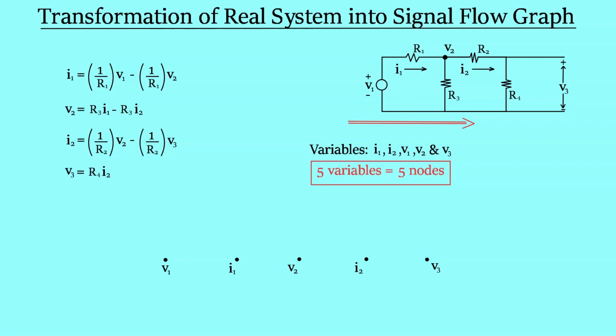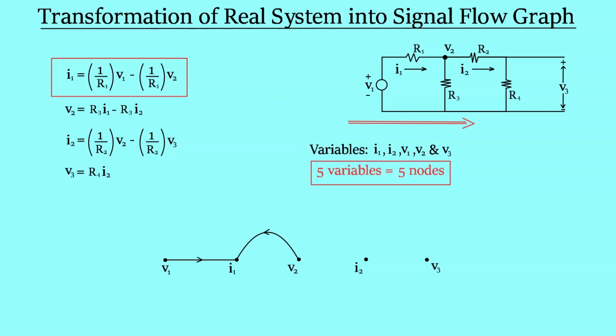Now consider the first equation. Here you have to use the signal flow graph algebra. You can see I1 is equal to 1 upon R1 multiplied by V1 minus 1 upon R1 multiplied by voltage parameter V2. So from the signal flow graph algebra we know that the signal at any node is equal to the summation of all the incoming branches multiplied by the branch gains.